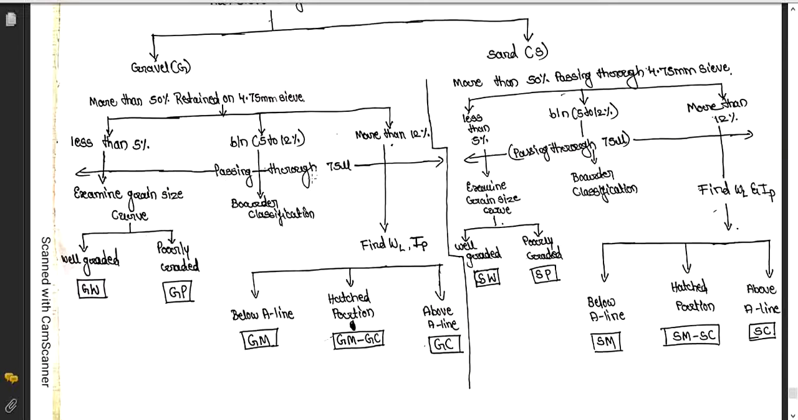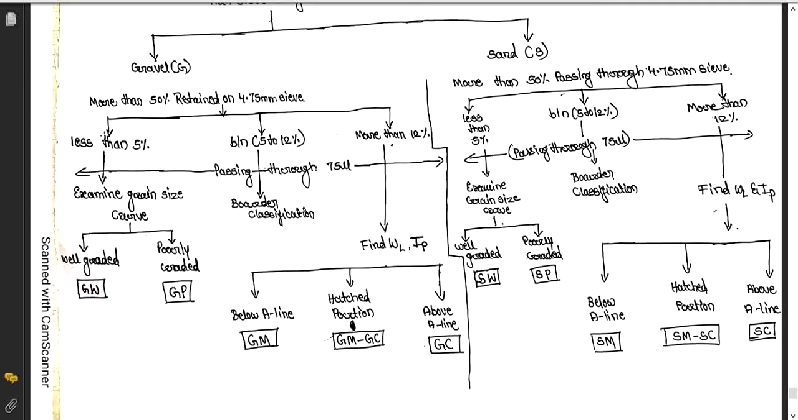If less than 5% of the soil is passing through the 75 micron sieve, we have to observe the grain size curve, and then we have to decide well graded or poorly graded. If it is well graded, G is the letter we have, and well graded is W, so we are going to classify the soil as GW, that is gravel well graded. After that, if the soil is poorly graded, then GP, that is poorly graded.